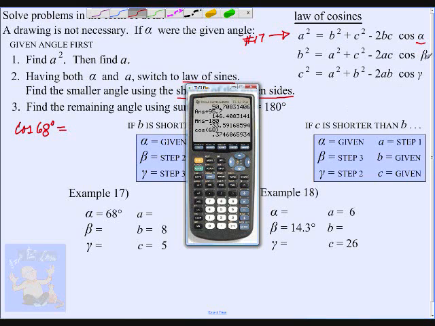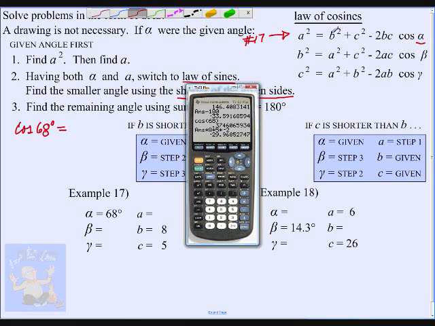And what are we going to do with that? We're going to multiply it times b, c, and -2. So times b, which is 8, times c, which is 5, times a -2. All right, so that's this product that we're subtracting. And there it is, a negative number, because I put in a -2.